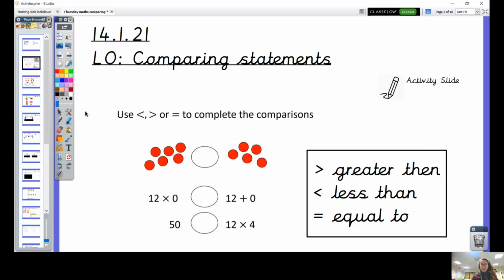Can you write down the date and LO, please, and underline it with a ruler? So pause the video now.